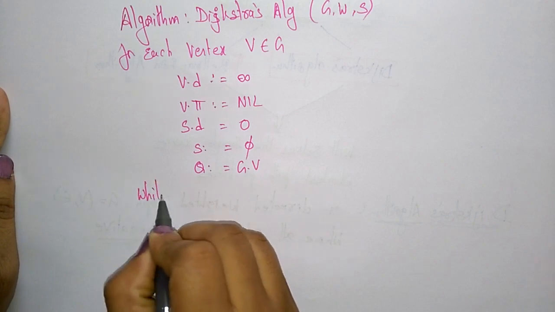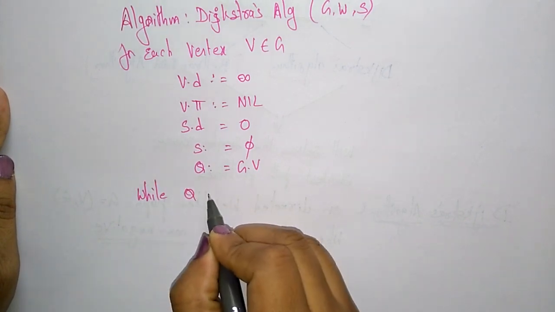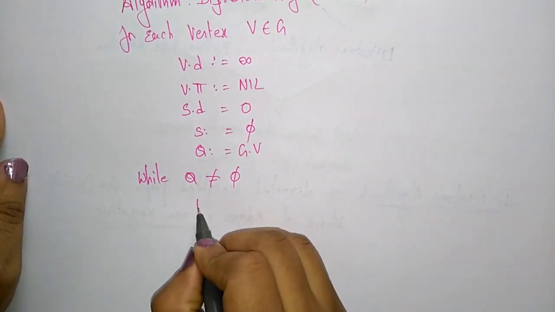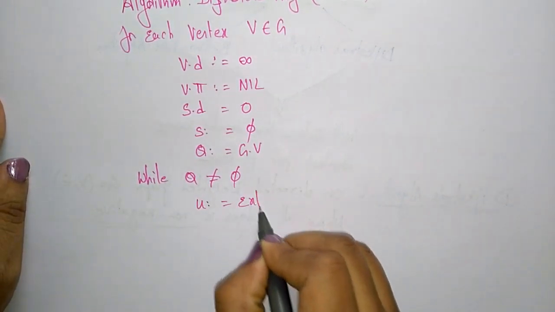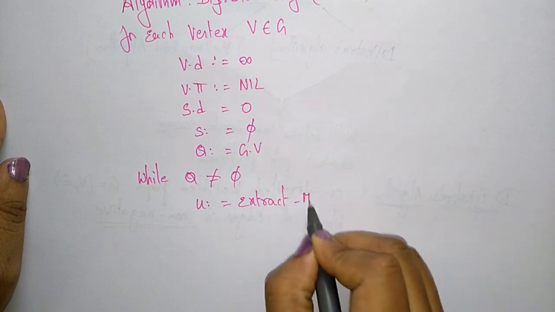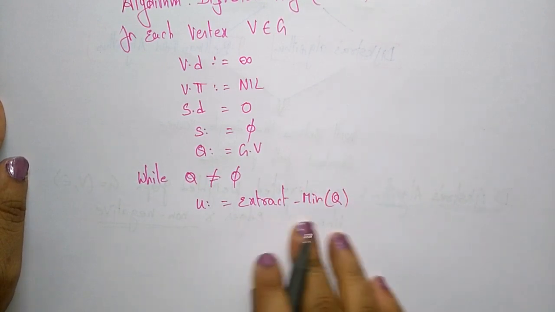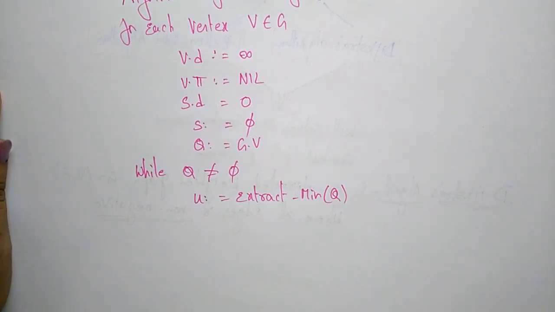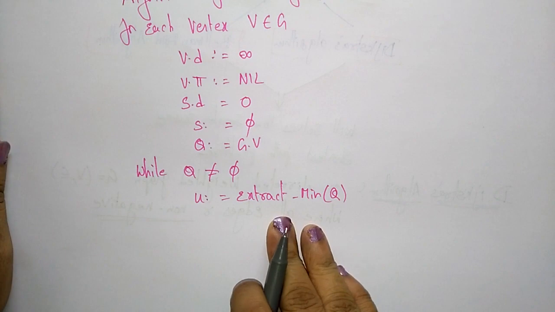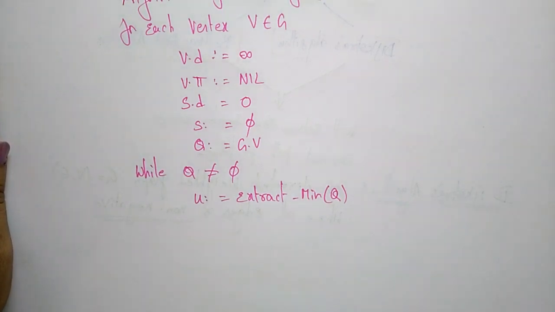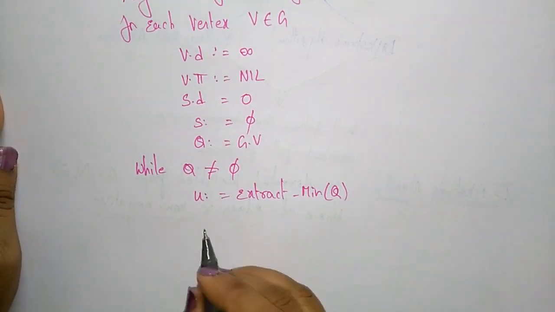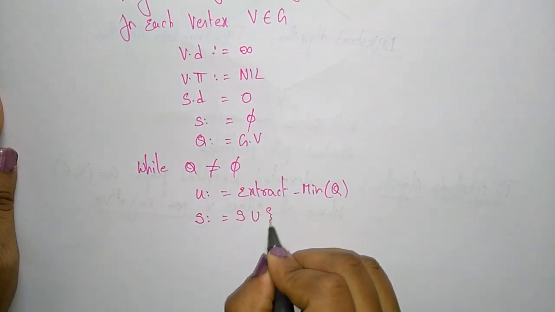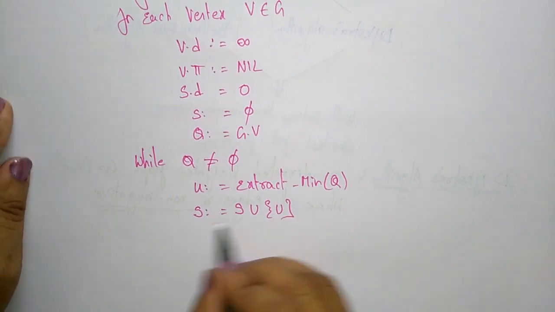Here I am first simply writing the algorithm, and afterwards I will take an example of how we solve Dijkstra's algorithm to find the shortest path. Extract-Min of Q means the extract-min function extracts the vertex with the minimum key present in the graph. S is equal to S union that extracted minimum vertex, so you combine it with the set.